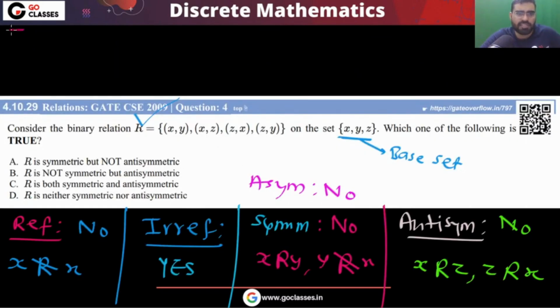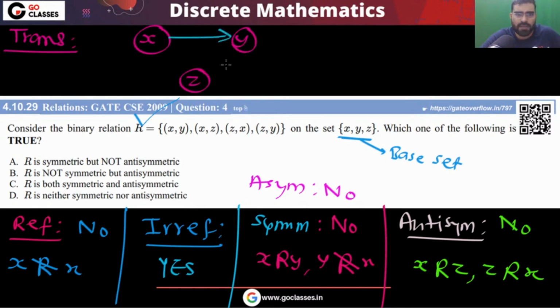What about the transitive property? For the transitive property, the best way is to create the graph X, Y, Z. So you can notice X related to Y, next X related to Z, Z related to X, and Z related to Y. Here, what is the violation?